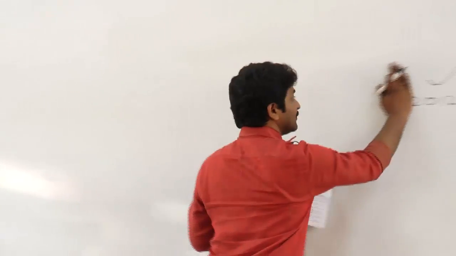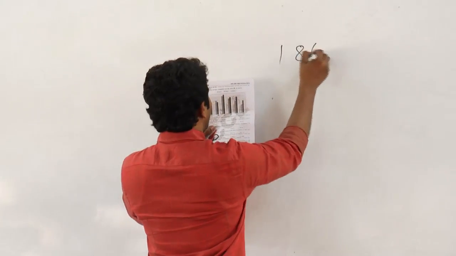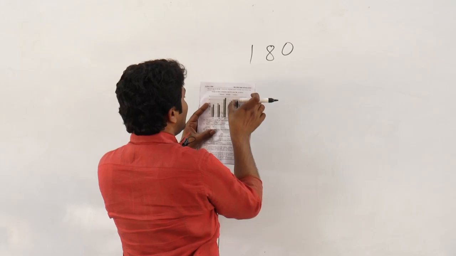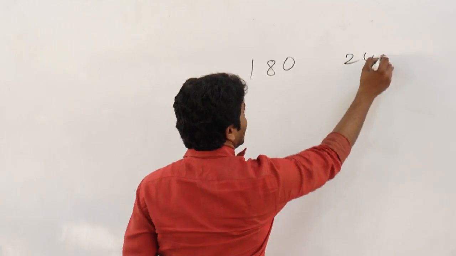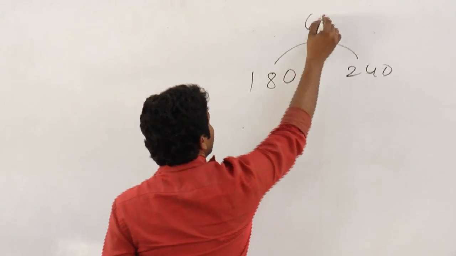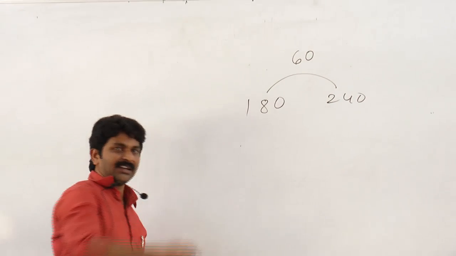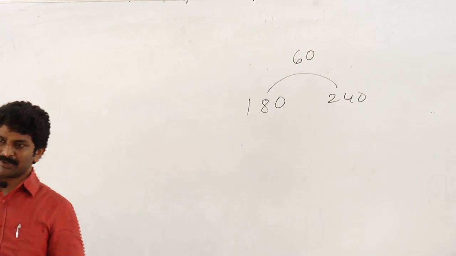Next, 37. What is the percentage increase in the income of Y from 2008 to 2010? 2008 Y was 180 and in 2010 it's 240. So increased by 60 out of 180 is 1/3, right? 1/3 is 33 1/3%.